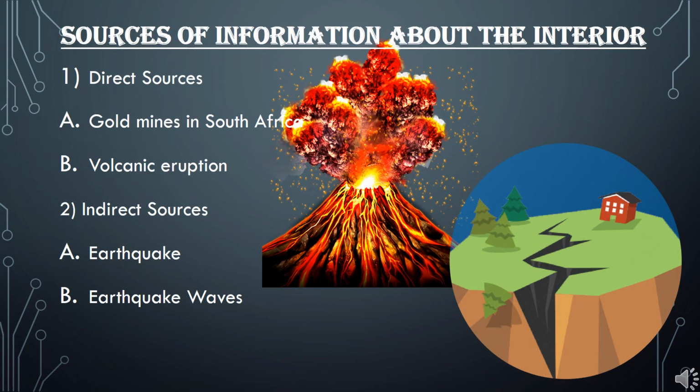Sources of information about the interior. So let's see the different types of sources from which we get information about the interior of the Earth. There are two types of sources: 1, direct sources, and 2, indirect sources. Gold mines in South Africa and volcanic eruptions are examples of direct sources. Earthquakes and earthquake waves are examples of indirect sources.